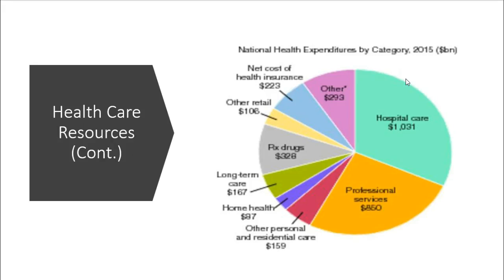I'm just looking at a graph here. This is the national health expenditures in 2015. So you can see hospital care versus professional services, and then you have your net costs and everything. It just gives you kind of an idea where the money is being spent, that $3 trillion.